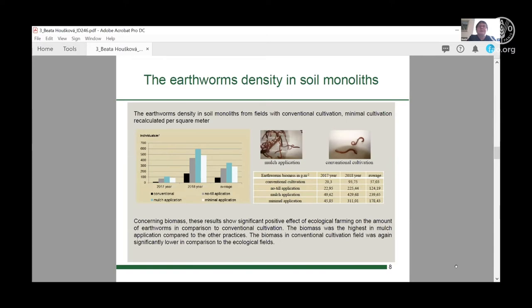We also studied a farm with so-called good agricultural practices or soil saving practices, where conventional cultivation was compared with minimal soil cultivation, like no-till, mulch, and minimal application of soil cultivation. Again, the same: the earthworm individuals, also expressed in biomass, were much higher in soil with good agricultural practices compared to traditional cultivation. The highest amount was in mulch application. Next, please.